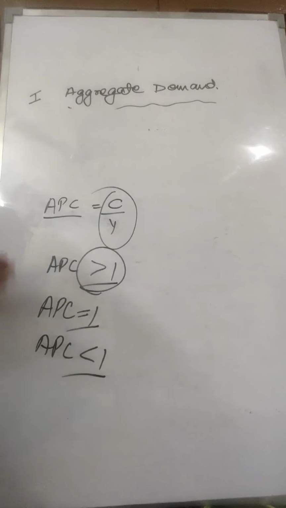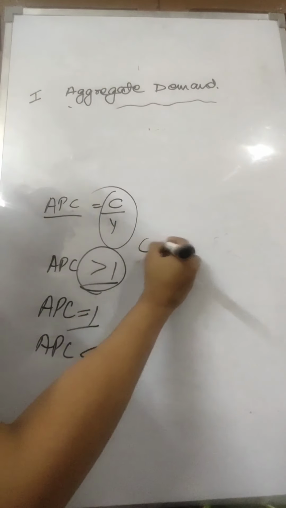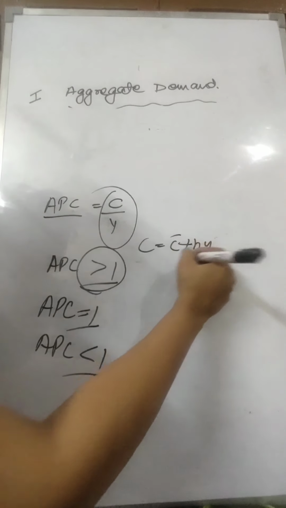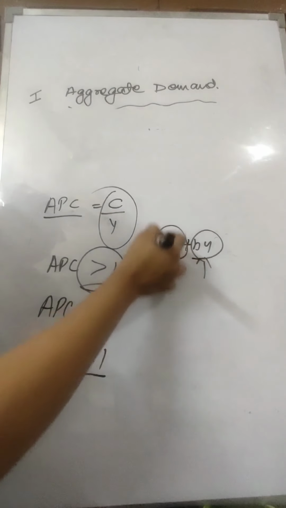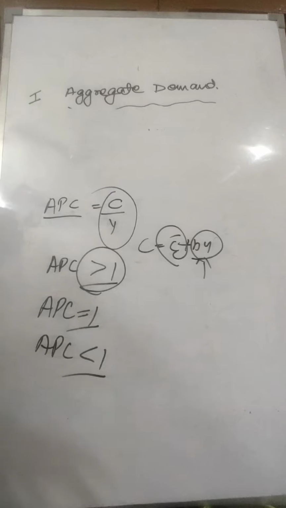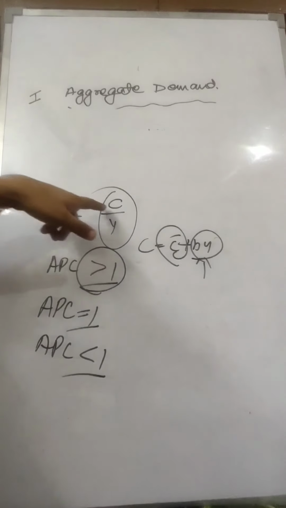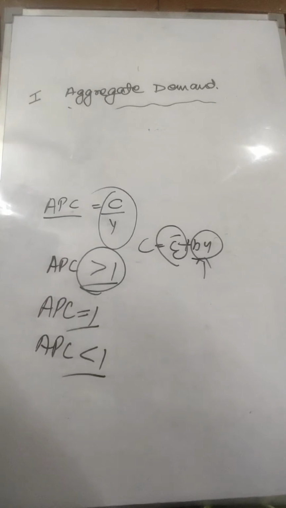So we can compare it as poor, middle and rich also. Now, coming on to another value, APC can never be 0. Why? Because, as I stated, your consumption is C bar plus bY. That is, some part depends on your income, whereas some is always there whenever you are not having any income. So your APC can never be 0.